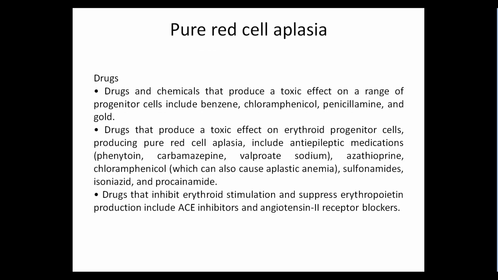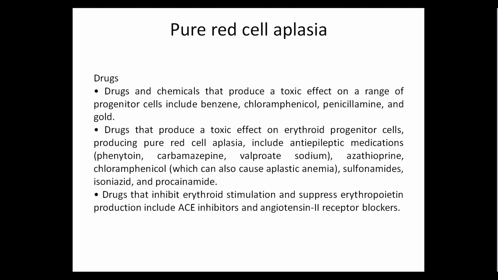Drugs and chemicals that produce a toxic effect on a range of progenitor cells include benzene, chloramphenicol, penicillamine, and gold. Drugs that produce a toxic effect on erythroid progenitor cells producing pure red cell aplasia include anti-epileptic medication, azathioprine, chloramphenicol, sulfonamides, isoniazid, and procainamide.